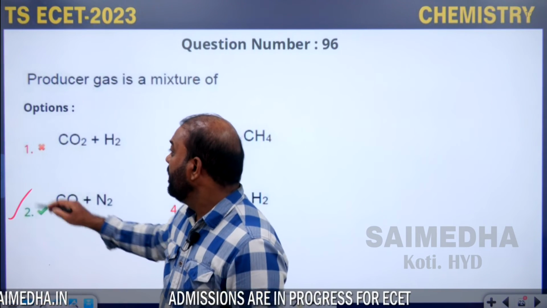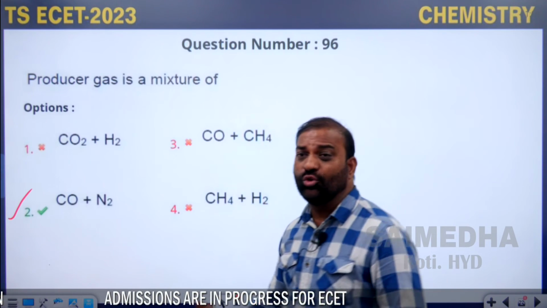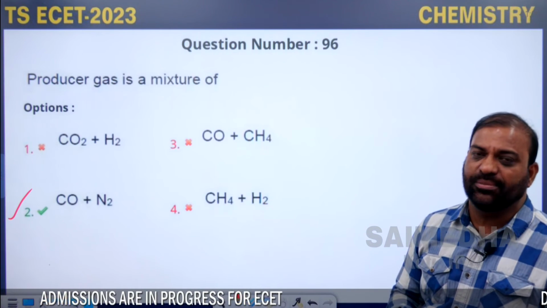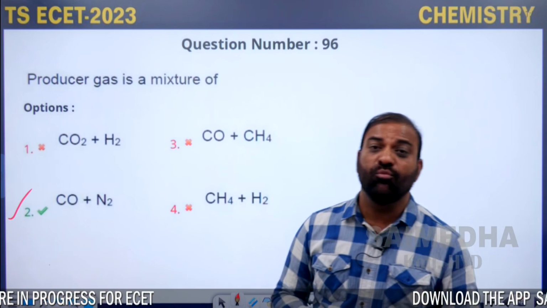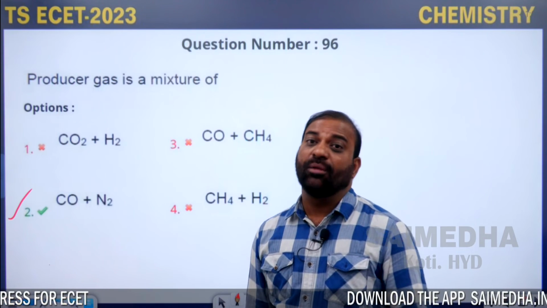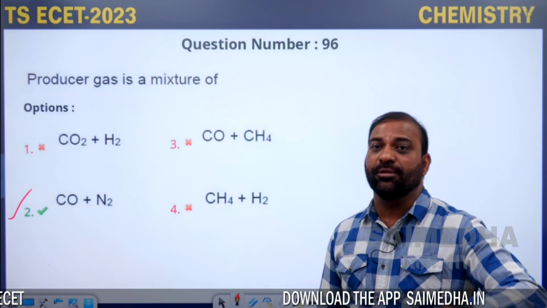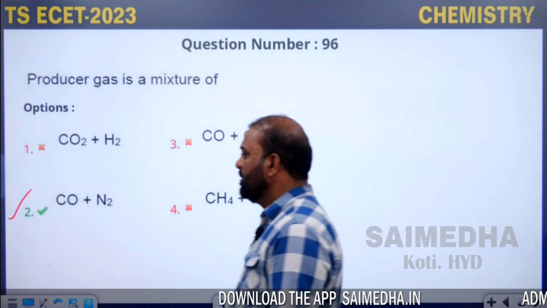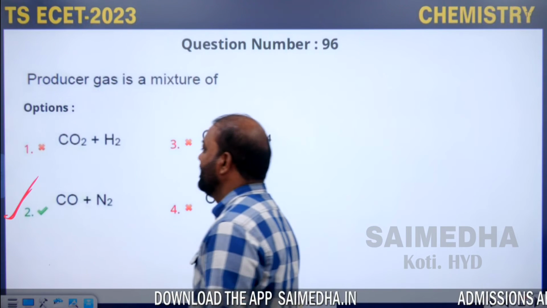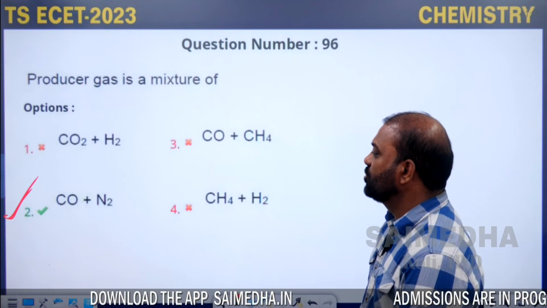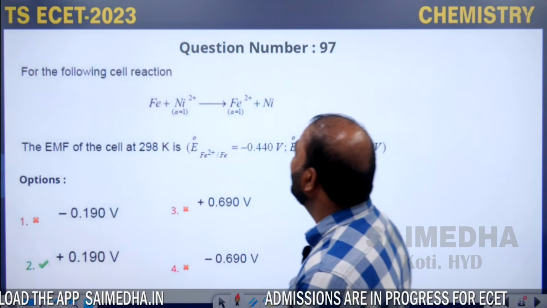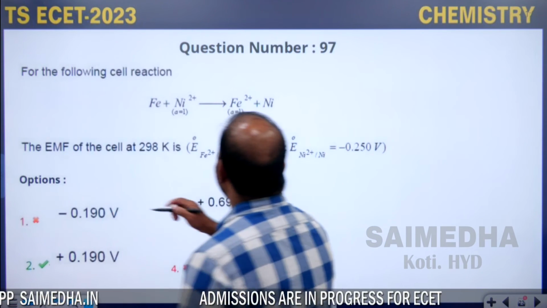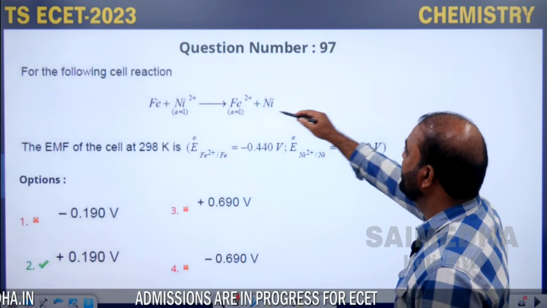Producer gas is generally a mixture of carbon monoxide and nitrogen gas. Water gas means carbon monoxide plus hydrogen. Carbon monoxide plus hydrogen plus methane is known as coal gas. Anyhow, here it asked about producer gas, which is nothing but a combination of carbon monoxide as well as nitrogen gas.